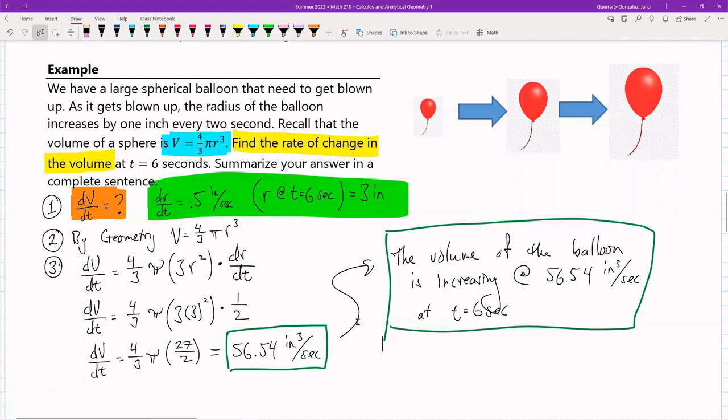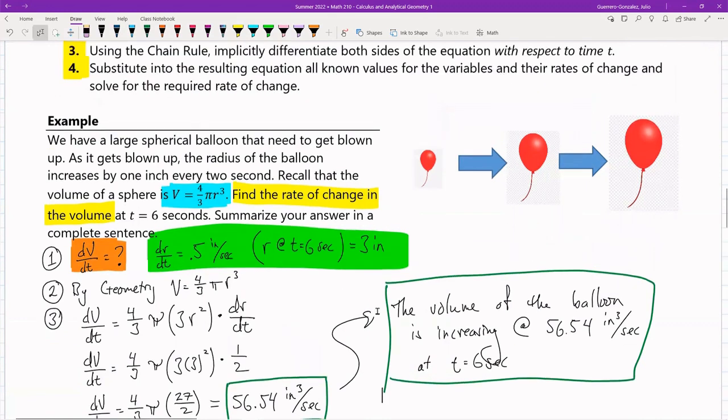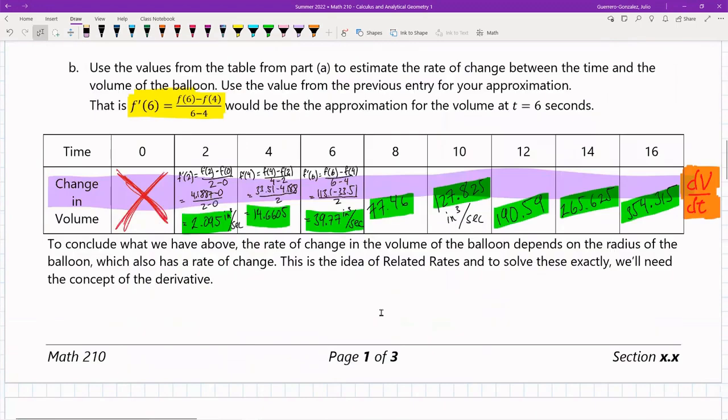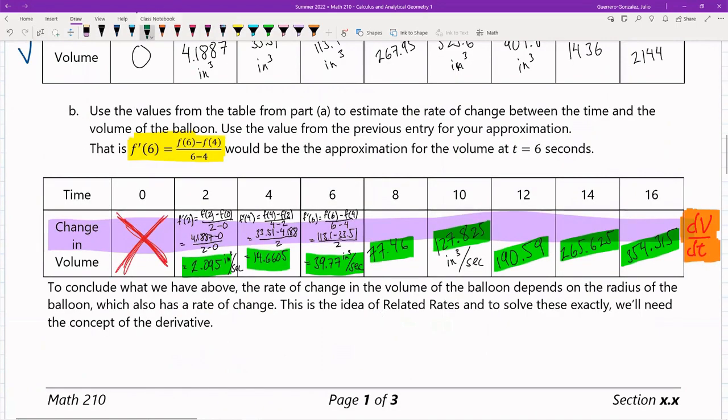Okay, so just for kicks and giggles, let's go back up to our table. At 6 seconds, there are only a couple of readings around 6 seconds that we can use. The change from 2 to 4 was 14. The change from 4 to 6 was about 39. And the change from 6 to 8 was 77. You guys see that? So our answer of 56.54 is not too far off.